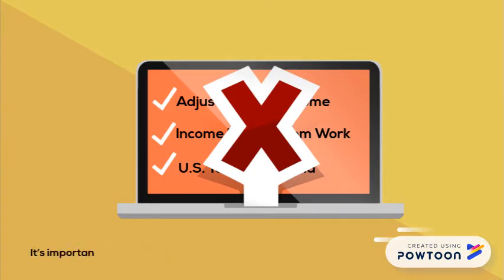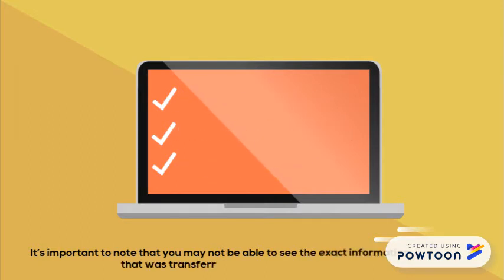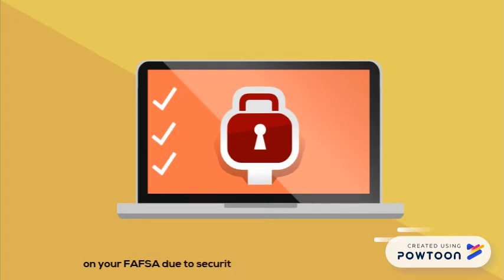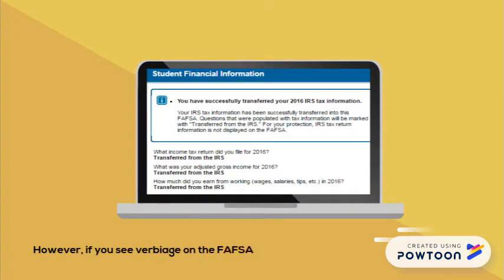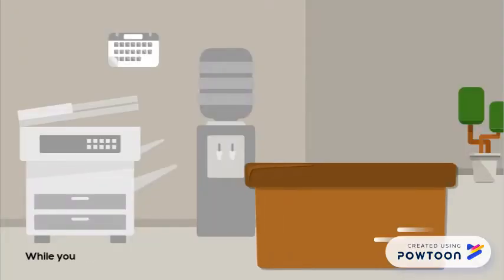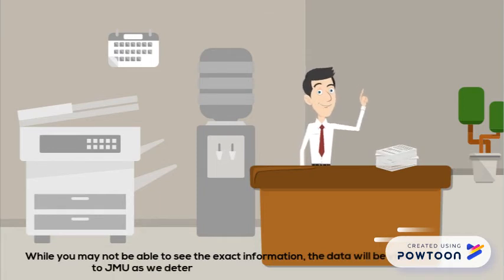It's important to note that you may not be able to see the exact information that was transferred over from the IRS on your FAFSA due to security protections within the FAFSA. However, if you see verbiage on the FAFSA saying the answer to a question was transferred from the IRS, then the process worked correctly. While you may not be able to see the exact information, the data will be visible to JMU as we determine your financial aid eligibility.